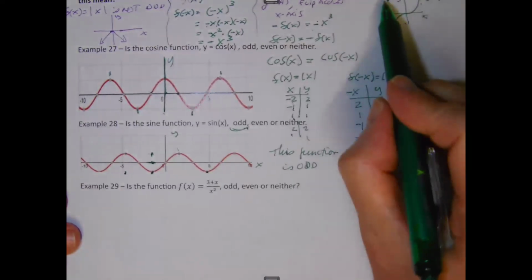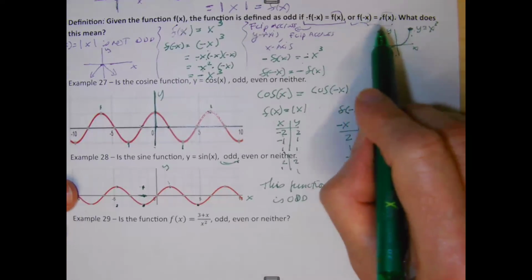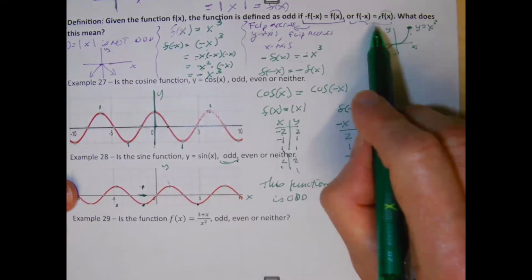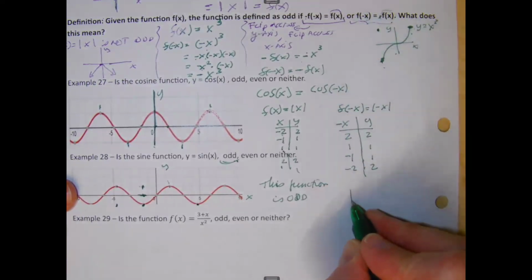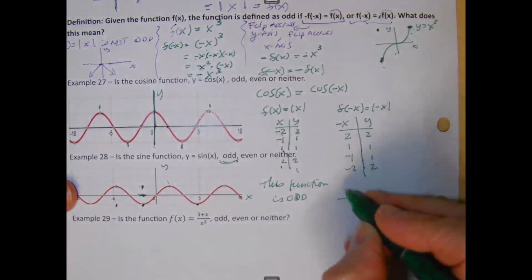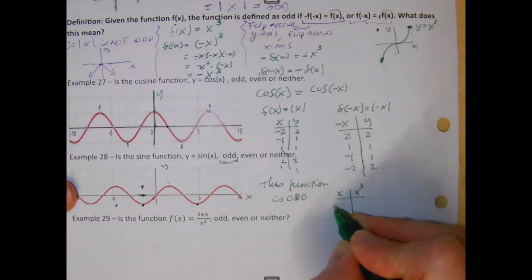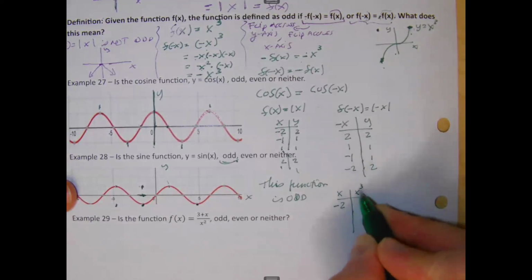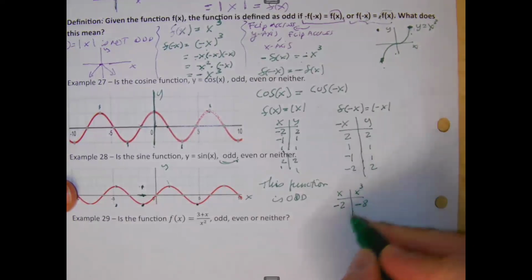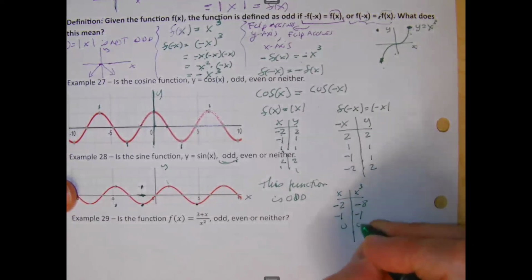Again, what does it mean to do this? Well, let's look again at the definition of odd. And I'm going to use the table. So let's look at x and x cubed. And again, I'm only going to pick a few values. -2. When I cube this, it gives me negative. 2 times 2 is 4, times 2 is 8, so -8. If I enter -1, I get -1. If I enter 0, I get 0. If I enter 1, I get 1. If I enter 2, I get 8. Great.